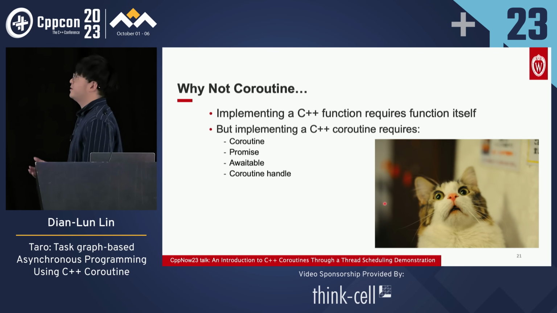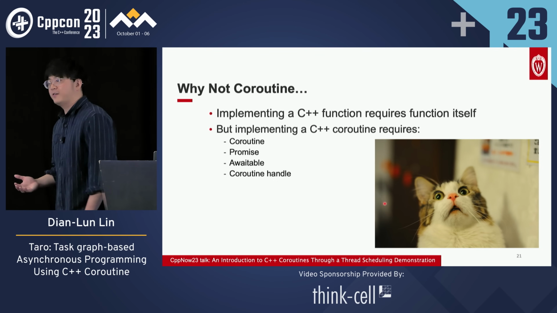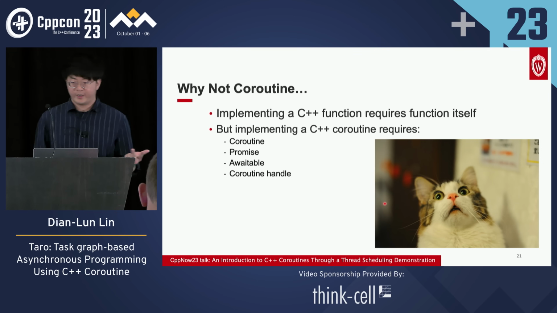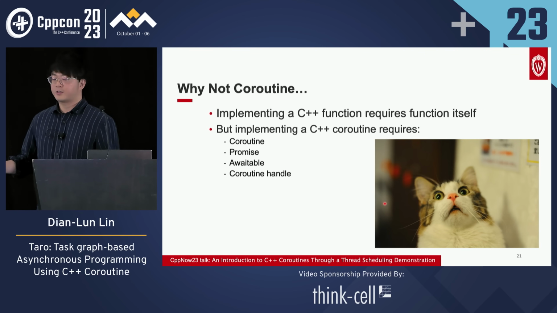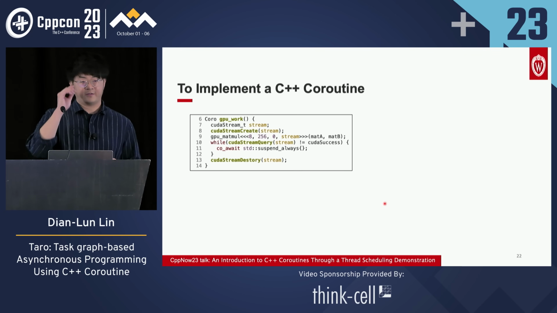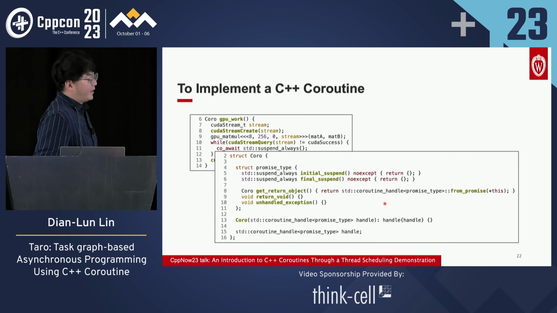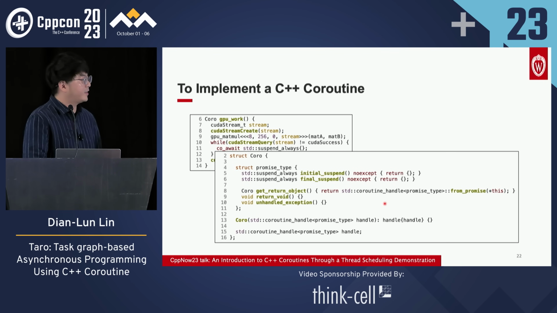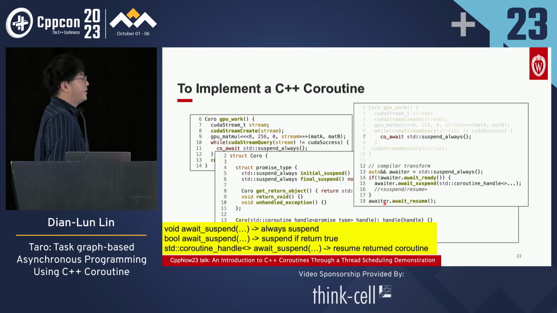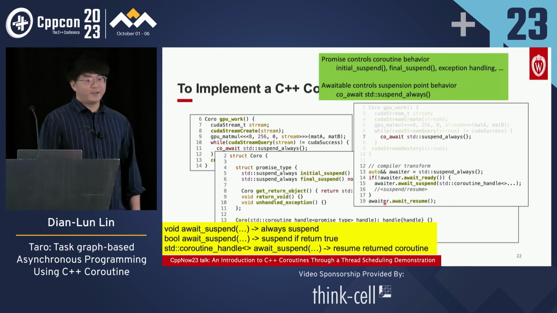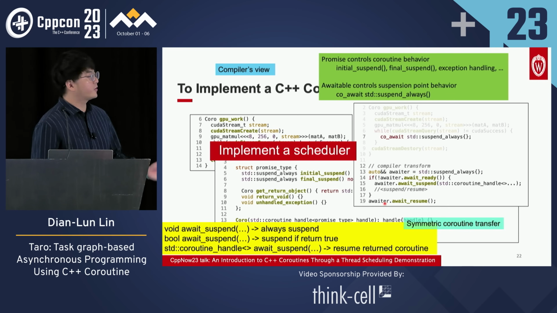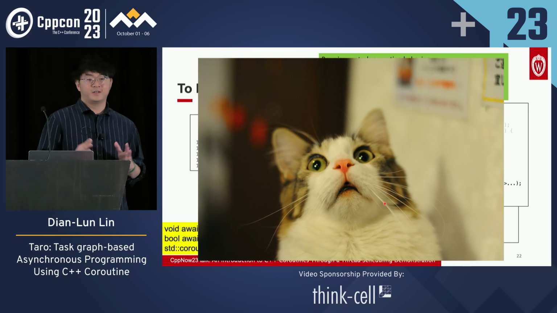For example, if I want to implement a C++ function, I only need to define the function itself. However, if I want to define a C++ coroutine, you need to define the coroutine, promise, awaitable, and you also need to use the coroutine handle to manage all these coroutines. To implement a C++ coroutine, you need to define a coroutine function, and a coroutine class, and inside this coroutine class, you need to define a promise type to control the behavior of the coroutine. You also need to define awaitable. You need to understand what is void await_suspend and bool await_suspend. You need to understand the difference between awaitable and promise. You need to know the compiler's view, what is symmetric coroutine transfer. Of course, you need to implement a scheduler to schedule all these coroutines. It's just too complicated.